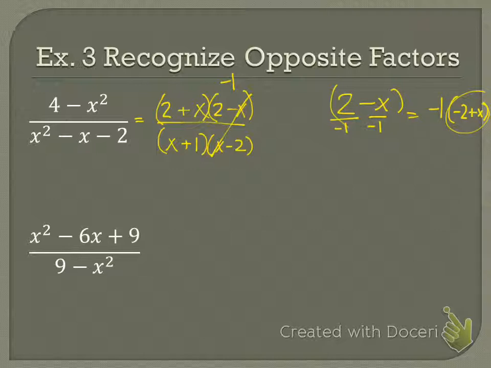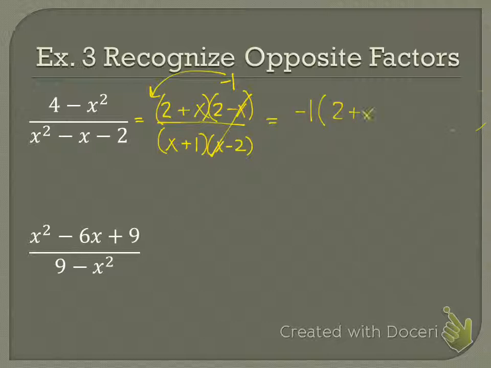Does that make sense? So you say, all right, how do I write my final answer? Well, I'm going to move this 1 to the front because anytime you have something that's being multiplied, you always want to put it up front because if I put it in the back, it might look like it's being subtracted. So I'd write negative 1 times 2 plus x over x plus 1. And that would be my final answer.